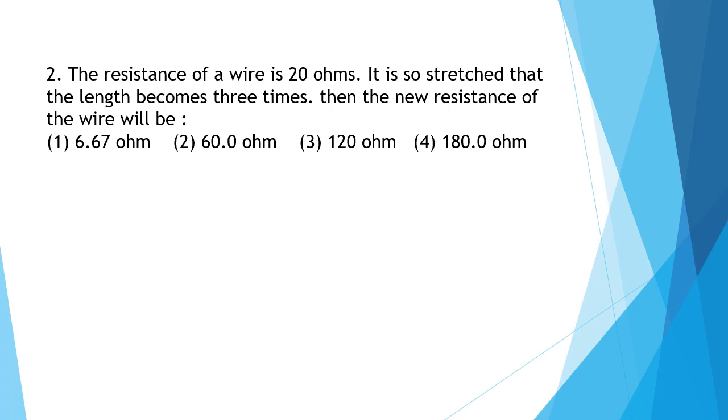But there is also a simple way for this. You can use R is directly proportional to L square. So here, as L has become 3 times, the new R will become 9 times of the previous R because it is related to L by L square. So the new R, R dash, is equal to 9 into the previous resistance, that is 20 ohms. So the correct answer which you will get is 180 ohms, that is option 4.